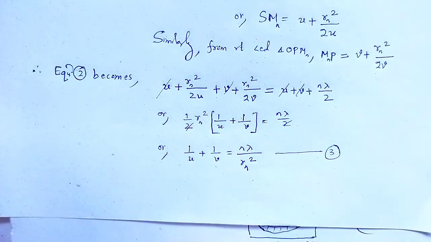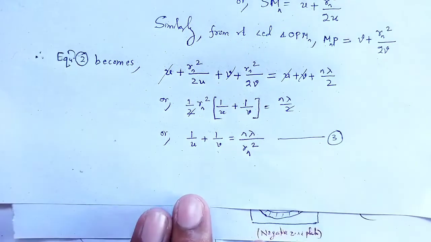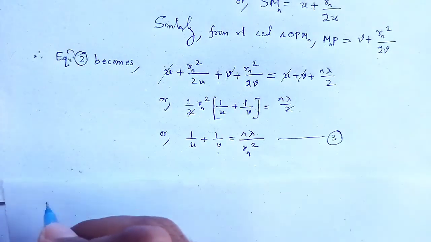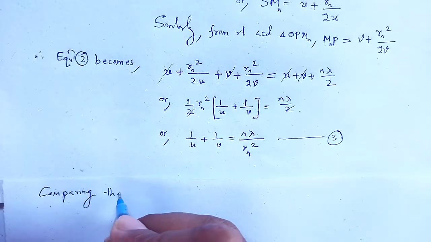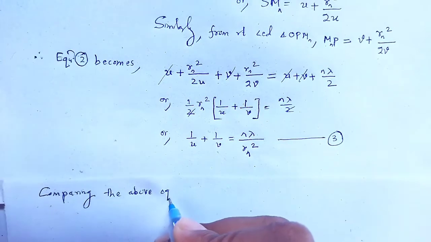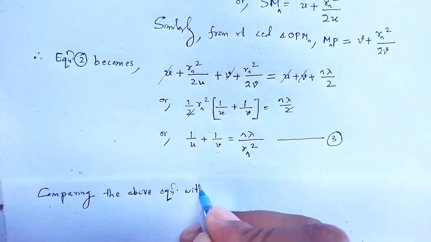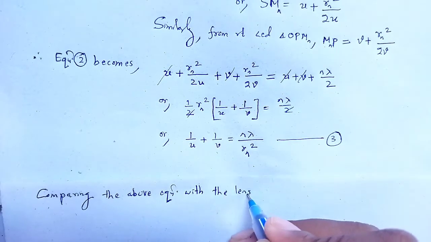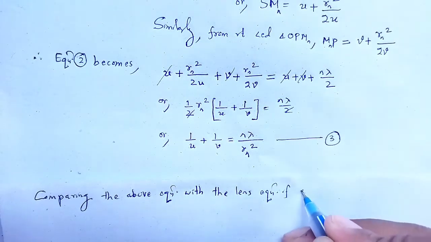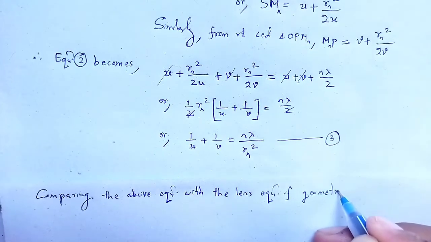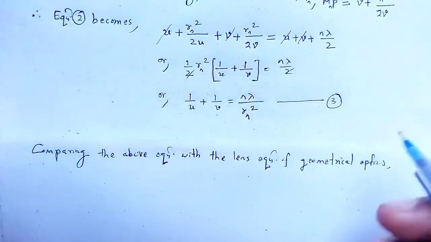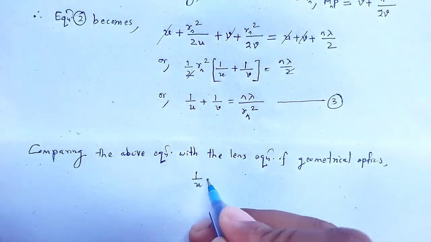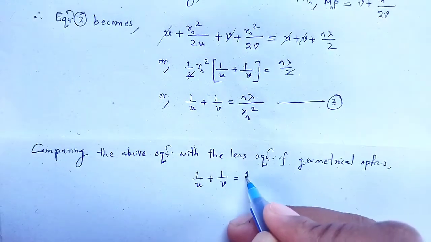Let us compare that particular equation to the equation of lenses. Comparing the above equation with the lens equation of geometrical optics. We know in geometrical optics the lens equation is 1 by u plus 1 by v is equal to 1 by f.